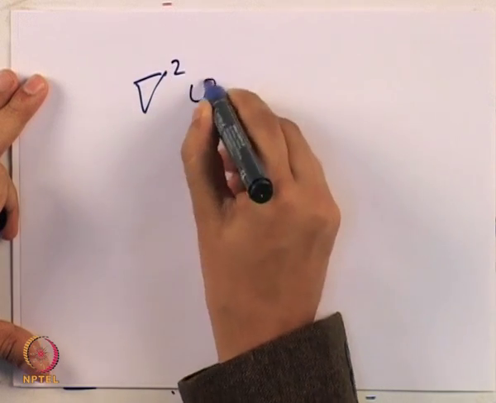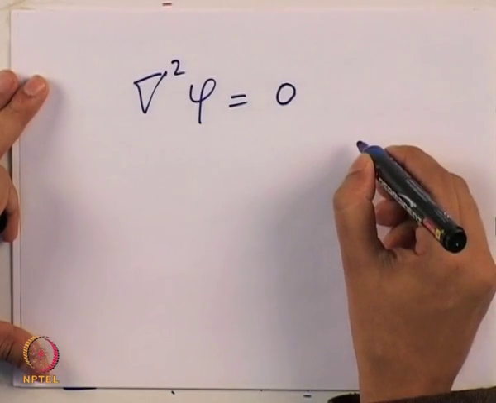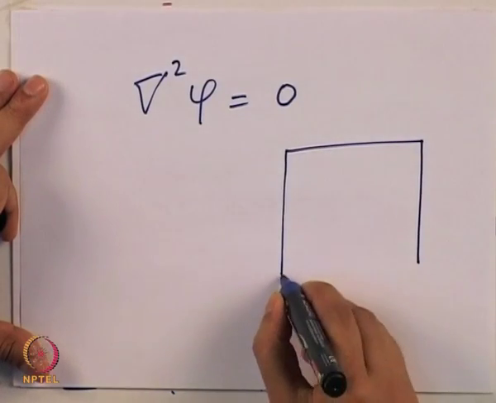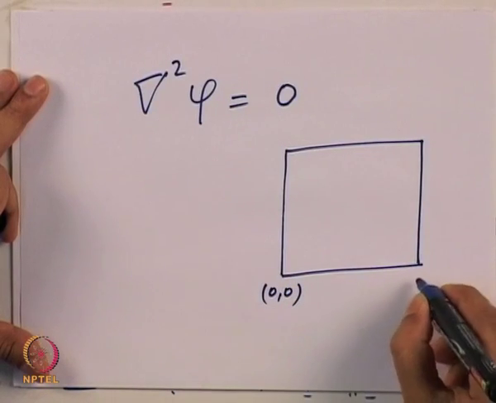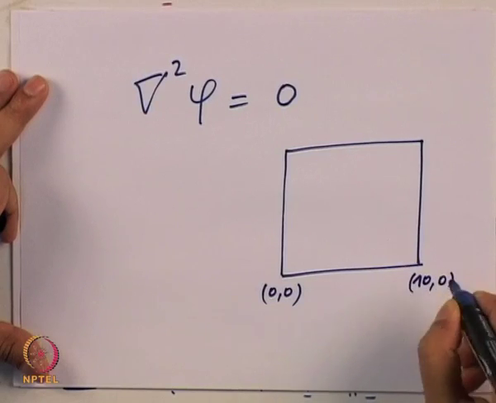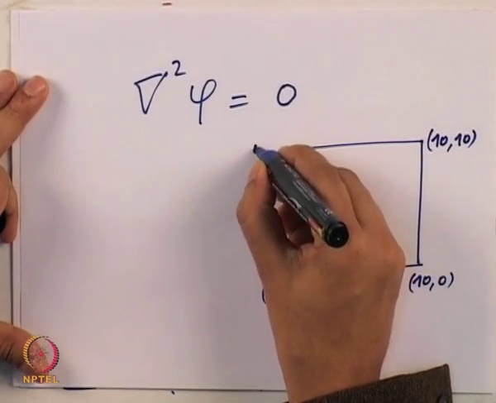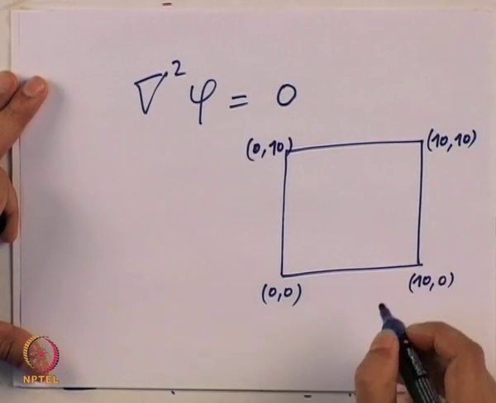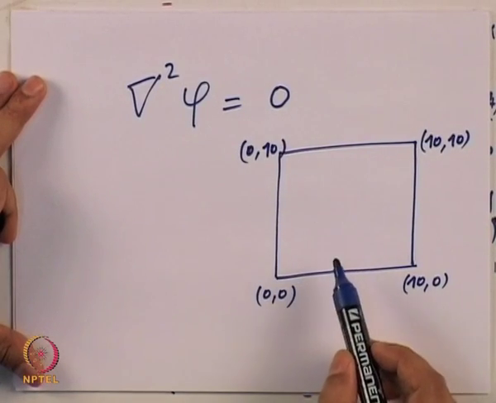So what we have is del square phi is equal to 0 and we have certain boundary conditions given. So let us define our domain. Our domain is going to be a square with points 0, 0, 10, 0, 10, 10 and 0, 10. Again I am just defining it for simplicity. You can define different domain dimensions. It need not be a square, it can also be a circle.